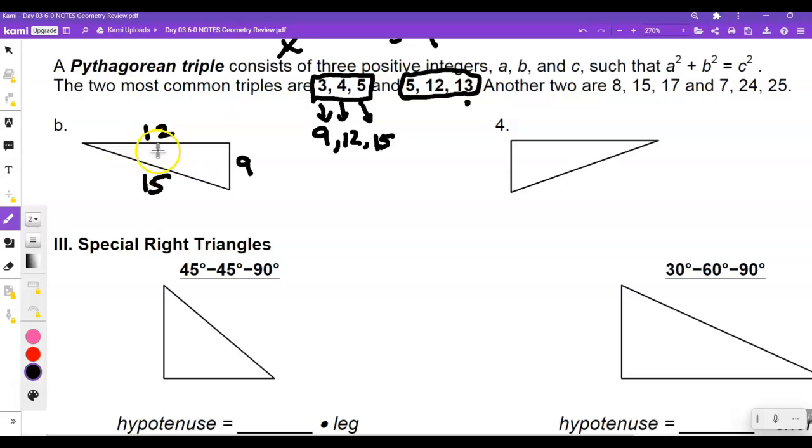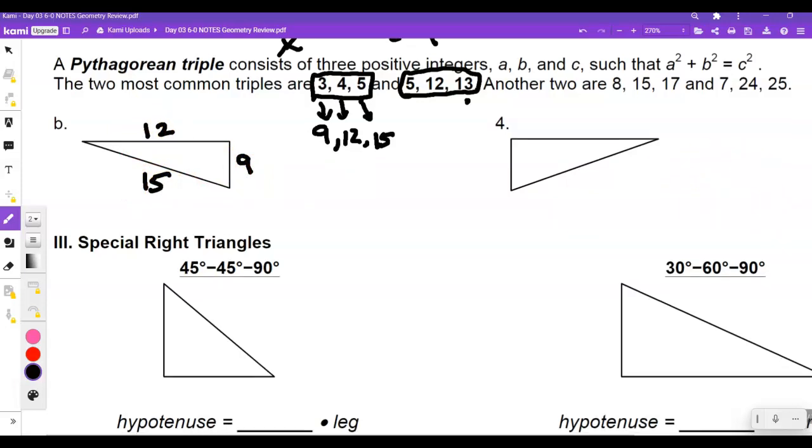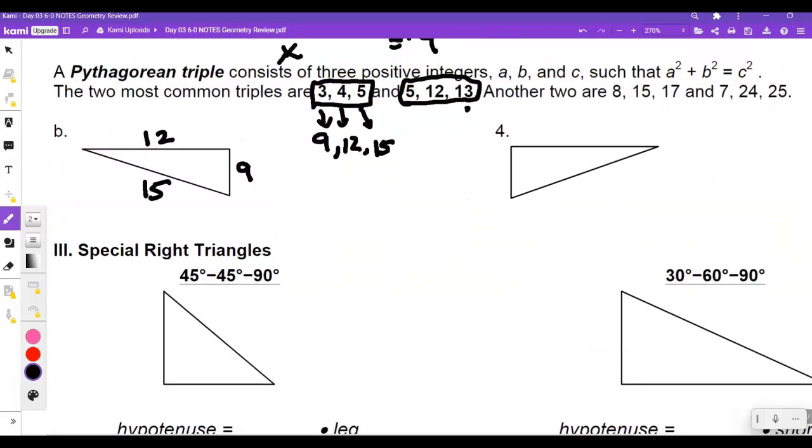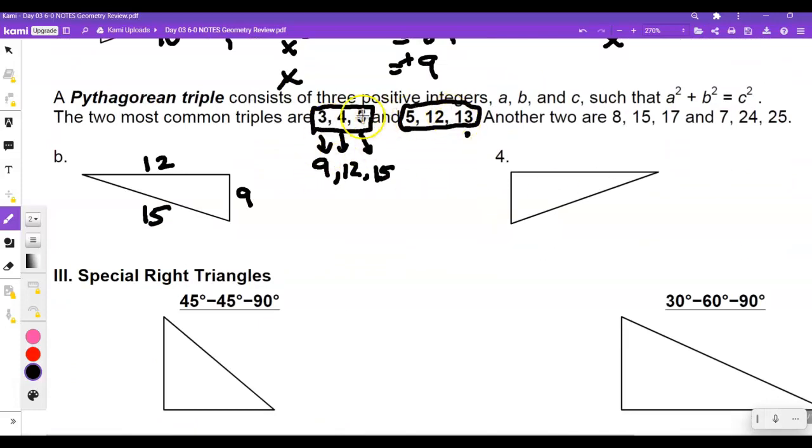Now, if you couldn't recognize it, if you just did the whole work, you'd do 144 plus 81, you get 225, take the square root of it, and you'd get 15. So you could still do what we did above and do all the work, but it's kind of nice if you recognize it. It will save you a little bit of time, but just throwing it out there. These are the most common, and these ones you don't see too often at all, especially this last one, not too often at all. Okay.